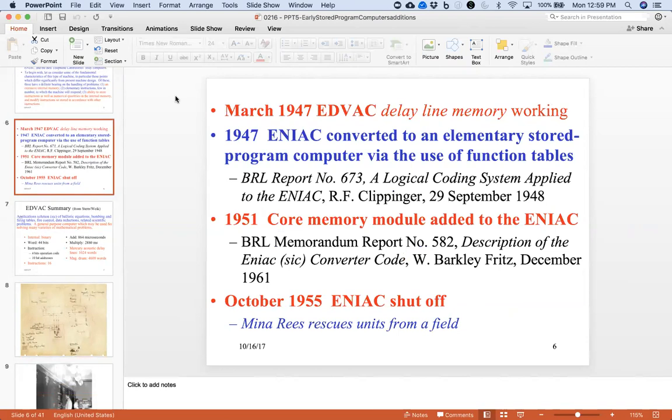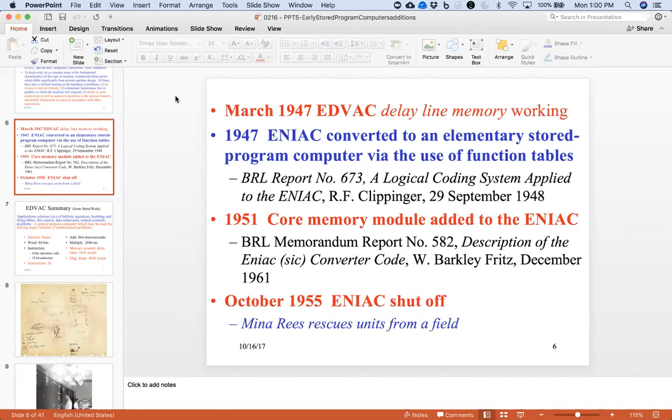Once this report had come out, basically in 1947, there was the creation of this thing called delay line memory. That's a way of connecting up a network of relays to store memory. And then that memory can be brought to and from the central processing unit of the computer, for example. And then the ENIAC itself was updated to become a stored program computer.